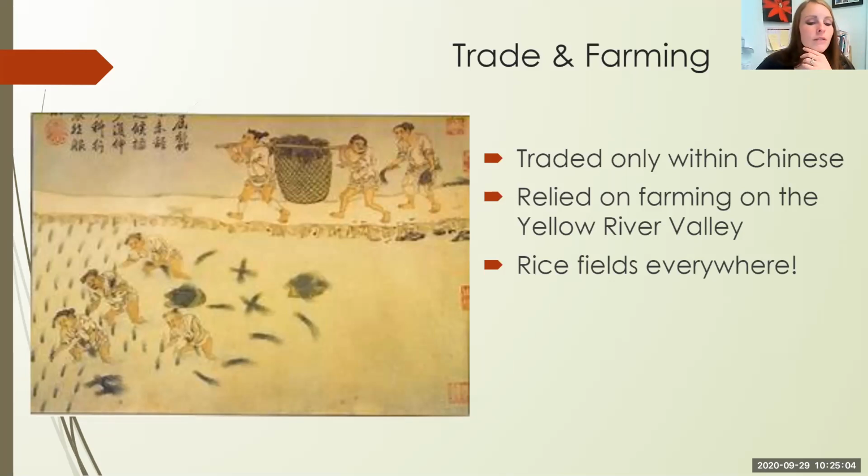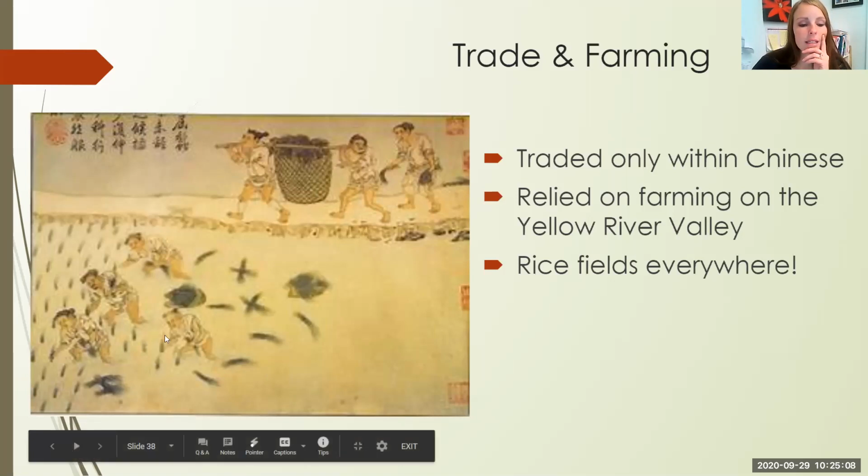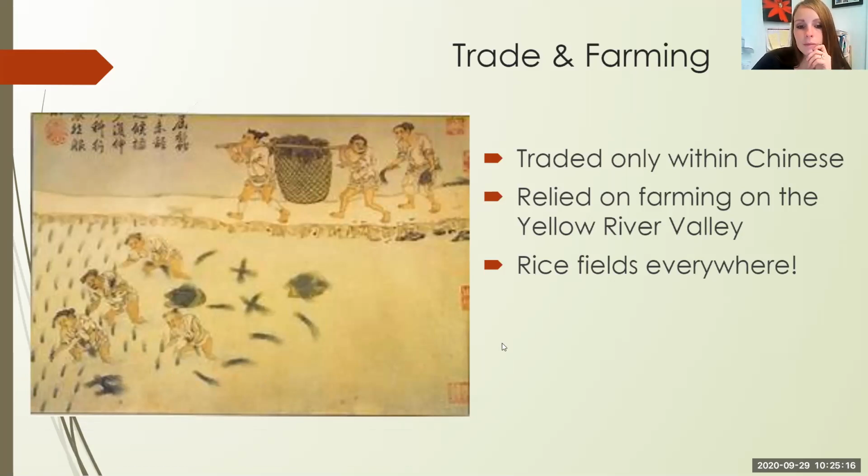So rice fields, basically this would be water, and then you'd have the rice plants stick up, and they would collect the rice from the top of the stalks. But yeah, they would just be soaked in these rice fields. So this is the trading and farming, again, mostly farming, but they did trade only with themselves. They didn't really trade with outside civilizations. They want to keep to themselves, and that's how they've been for most of history, I think.